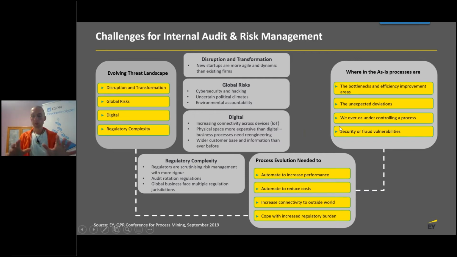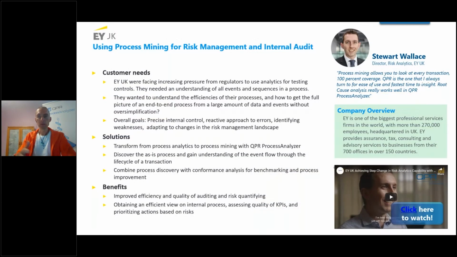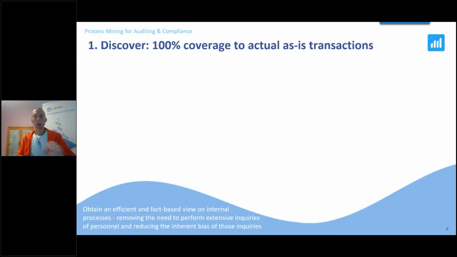Okay, this kind of setup where we start, and just to show you one slide about this, EY. So they are using QPR Process Analyzer, and we are really honored to have been a partner with them developing the auditing and risk management solution that they are using and hosting for EY customers. And there is more information about EY and the solution on the QPR website. But let's get into the content for auditing and compliance. So 4 steps, 4 topics.